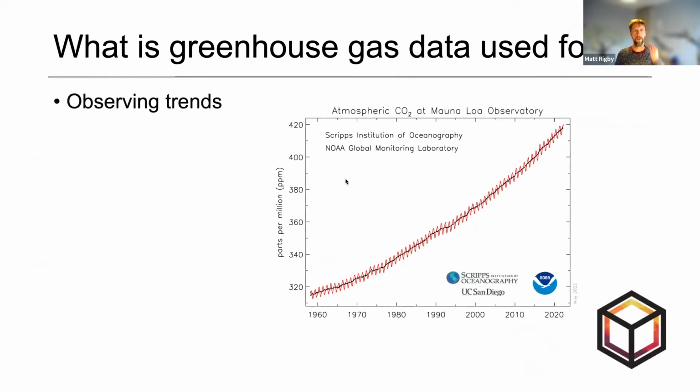So first of all, when I say greenhouse gas data, what is it that we use greenhouse gas data for? Probably the most iconic greenhouse gas data set of all time is the CO2 record from Mauna Loa, which I'm showing here. This kind of data is used to monitor trends in greenhouse gas concentrations. That's the simplest thing that we do. And there are, of course, measurement stations all around the world producing similar trends to this now.